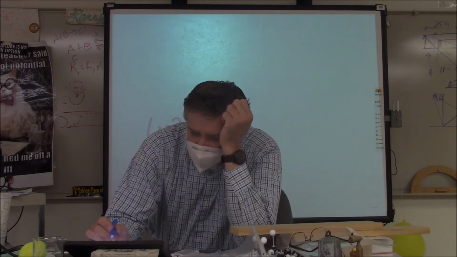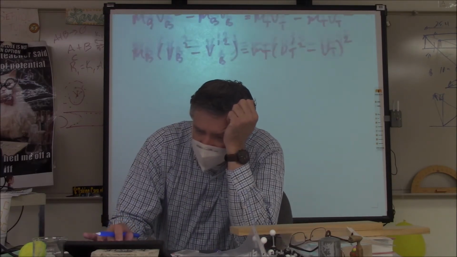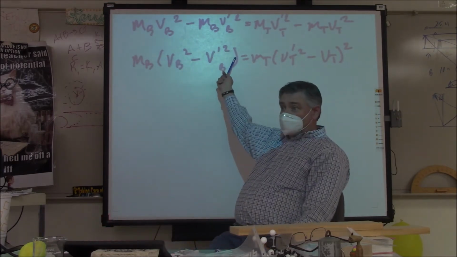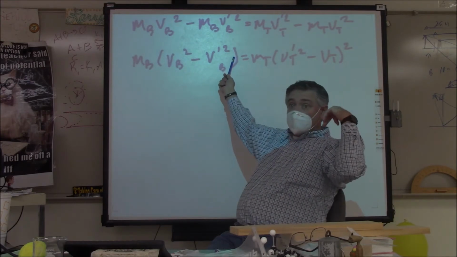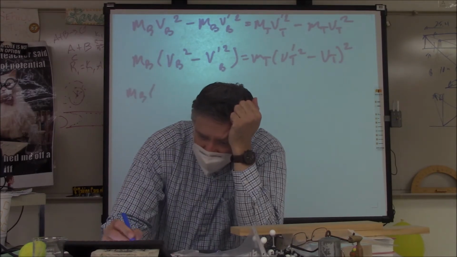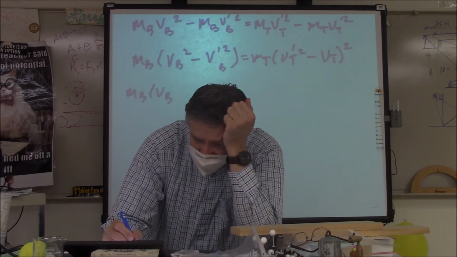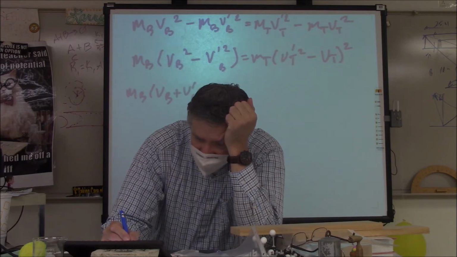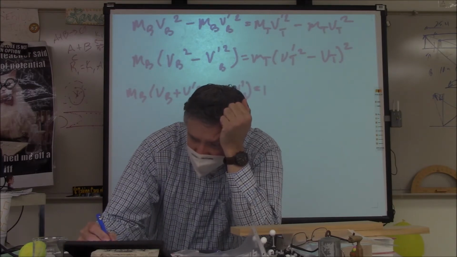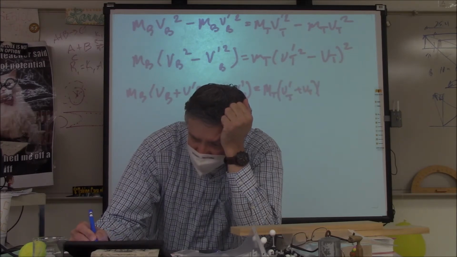So we're going to take advantage of that, and that's what we have here, okay? We have the difference of two squares, just like if you had x squared minus 9. It's the same idea. So this is going to be the mass of the bullet times the velocity of the bullet plus the new velocity of the bullet times the velocity of the bullet minus the new velocity of the bullet. And that's going to be the mass of the target, v prime t plus vt, v prime t minus vt.